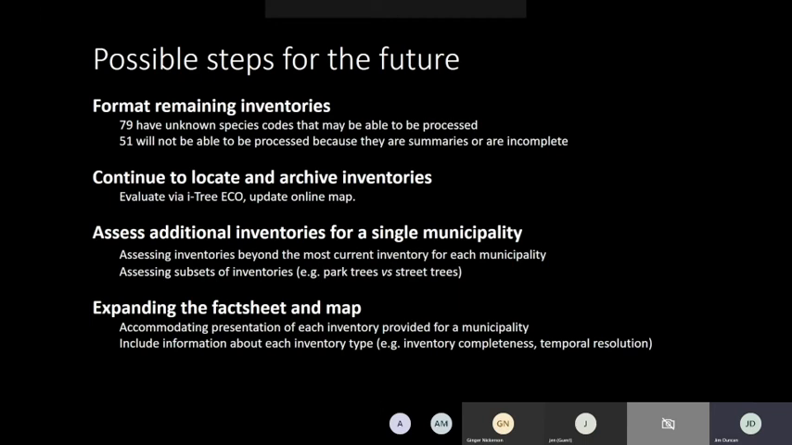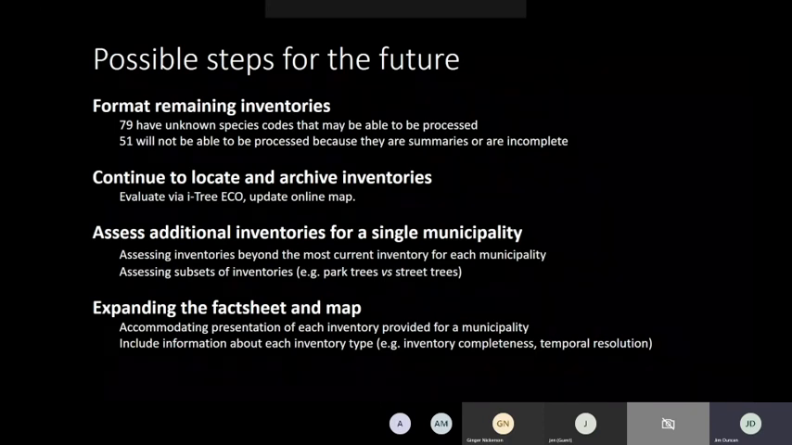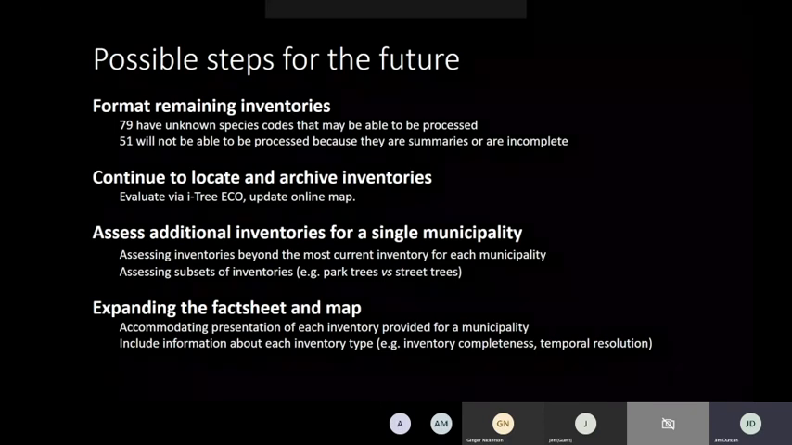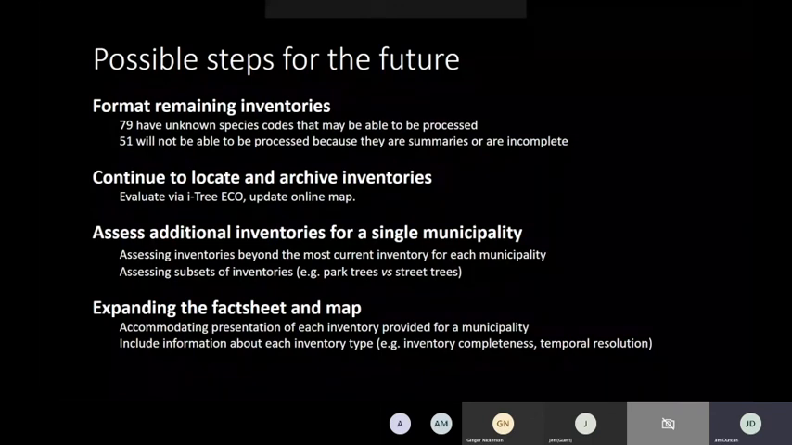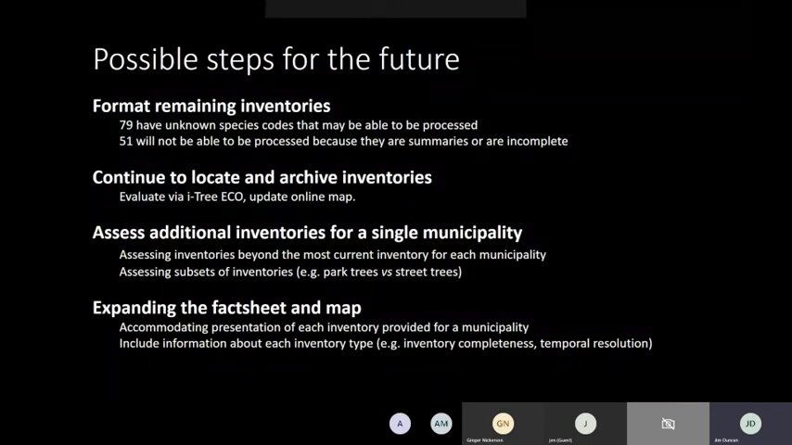This effort certainly got a good number, but there are a whole bunch of holes in that map with places that most likely have urban tree inventory. So those could be added. We could evaluate them with ECO and then update the online map. All the work that was done to create these and extract the information from iTree is automated and available on the website in script so that they're available for others to use as well.